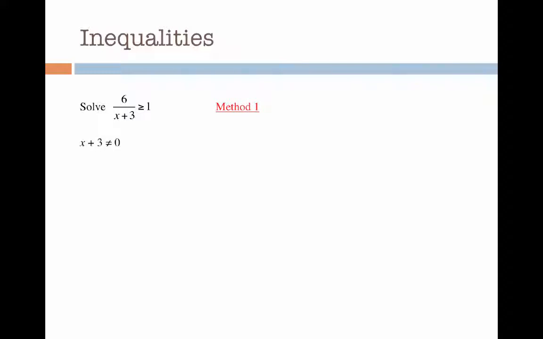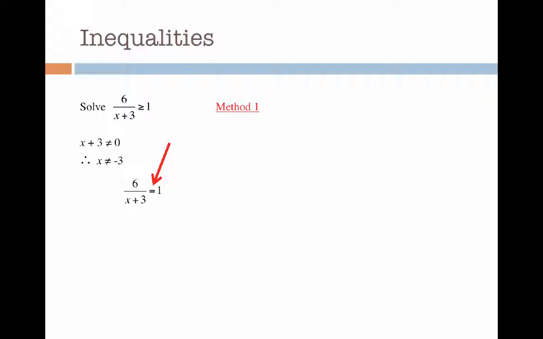We start this method by realizing that x plus 3 can't be equal to 0, because we can't divide by 0. This means that x is not going to be able to be equal to negative 3. Next, I'm going to solve 6 over x plus 3 is equal to 1. This is just going to get rid of the idea of the inequality. We're going to ignore it just for a moment and get a solution.